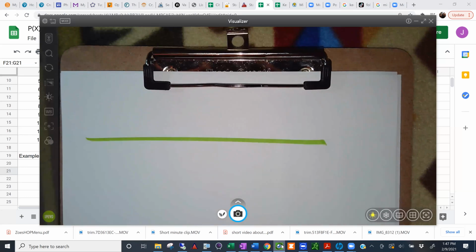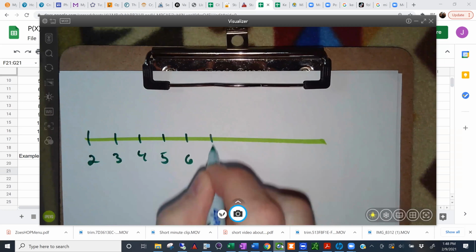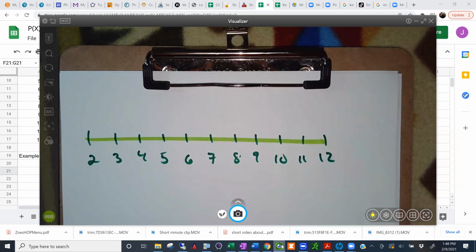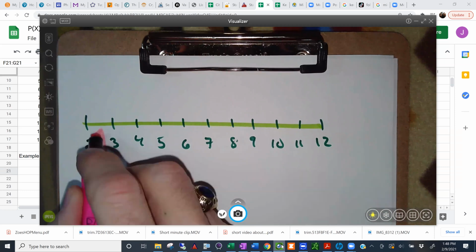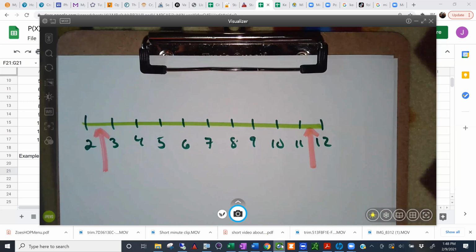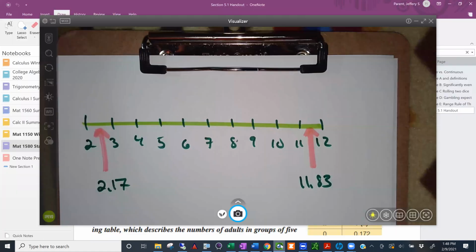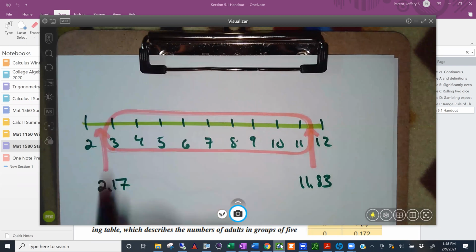So let's take a look at our values that we get when we roll a pair of dice. Perfect. 12, right? Now, the values that we got when we did mu minus 2 sigma and mu plus 2 sigma fell right in here. What was it, about 2.15 or something like that? Yeah, 2.17 and 11.83. So these encompass our typical values. So our typical values would be all of these. Those are typical values.